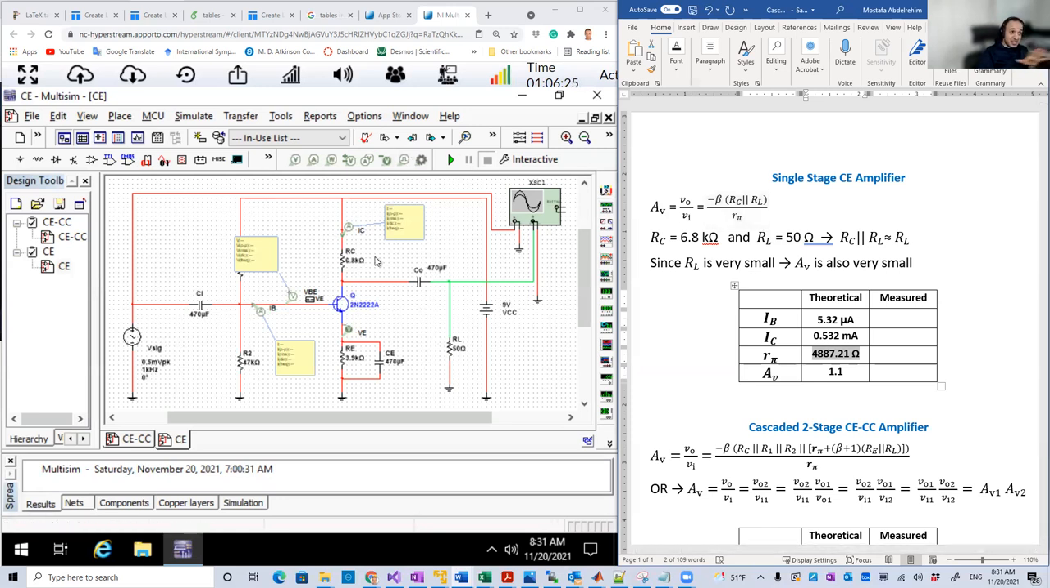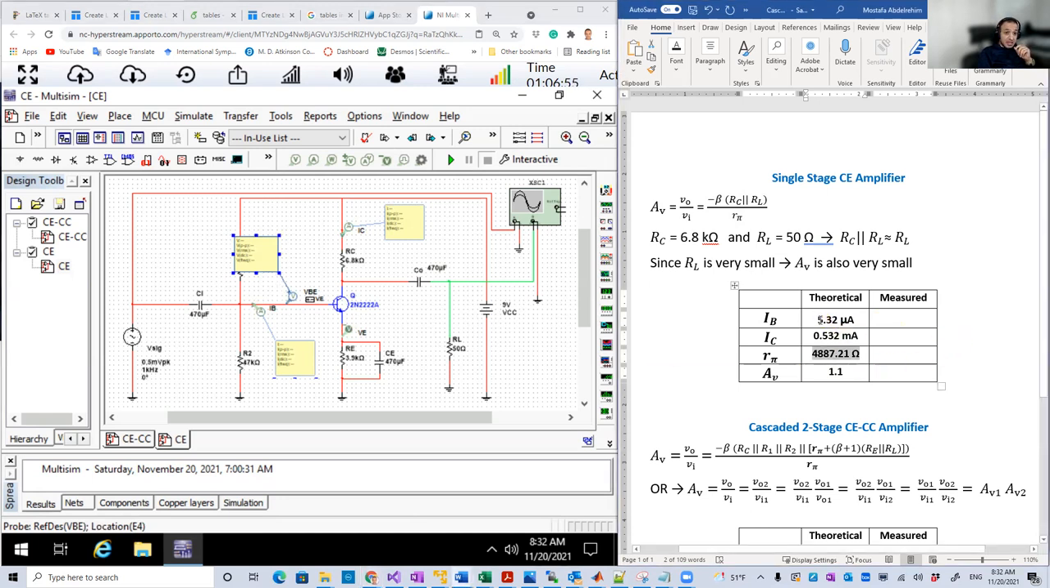So let's run this. This is the common emitter, exactly the same circuit that we studied, with the same values. I didn't change anything. And here is the load of 50 ohms. Here you have a current probe to measure IB to verify this number, another current probe to verify this number, and a differential probe here to measure VBE.